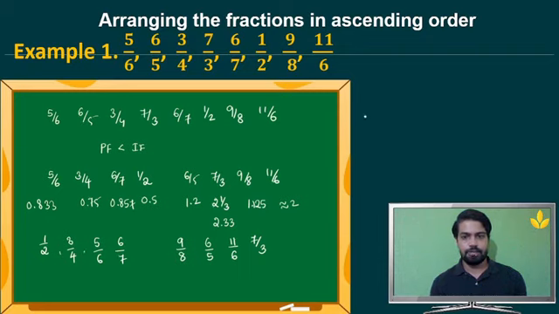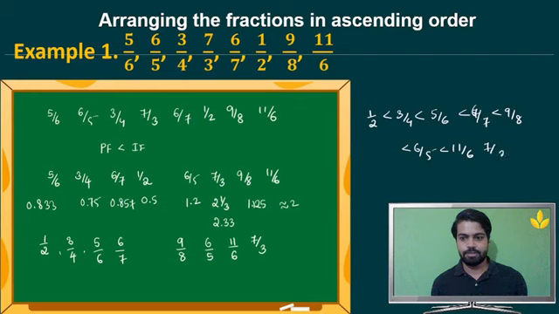So I can tell the values as 1 by 2, less than 3 by 4, which is less than 5 by 6, which is further less than 6 by 7, and then less than 9 by 8, and then less than 6 by 5, and then 11 by 6, finally 7 by 3.